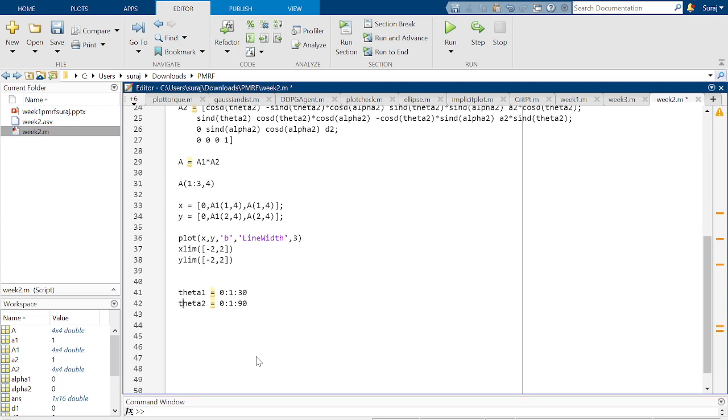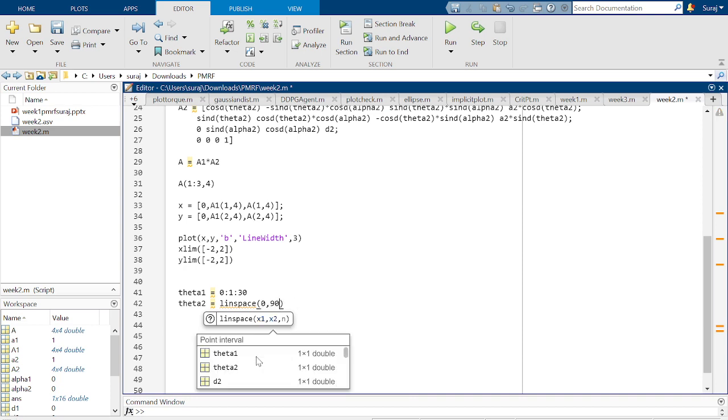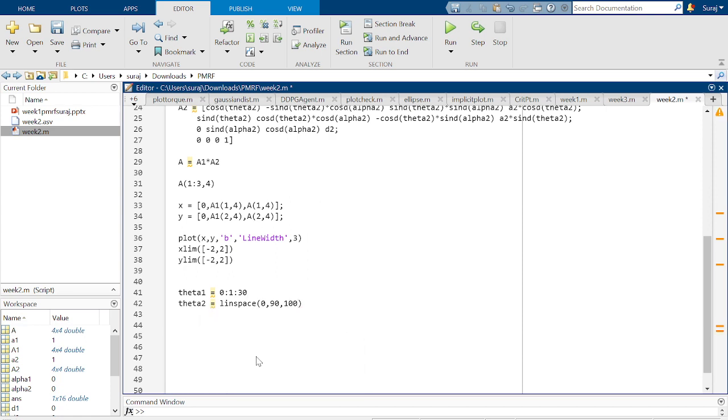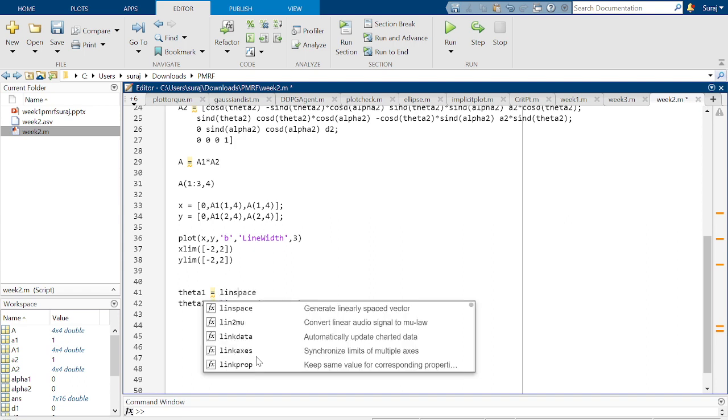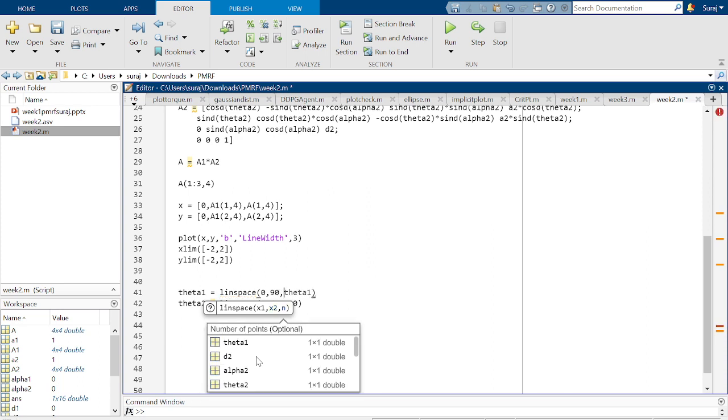But if you see, the number of elements in the first array and the second array are different, right? If you want the number of elements in both arrays to be the same, then instead of this particular command, you can use the linspace command. You give the initial value as 0, the final value as 90, and the last value is how many partitions you want. I want 100 partitions. The more partitions, the smoother your animation will be.